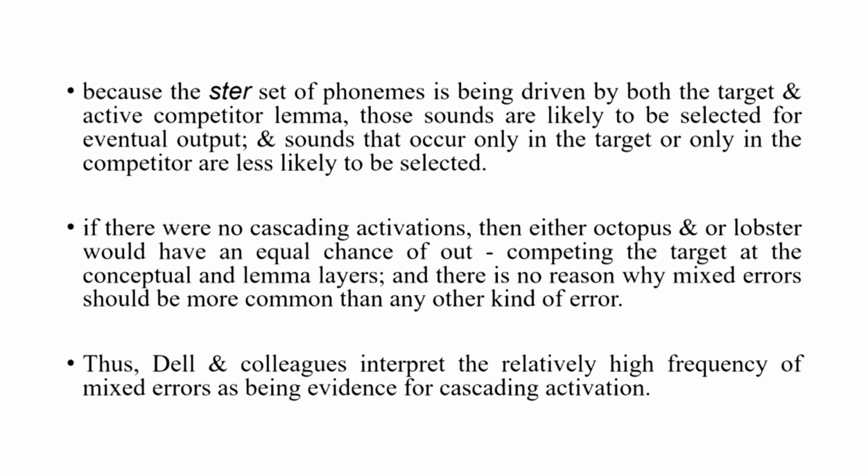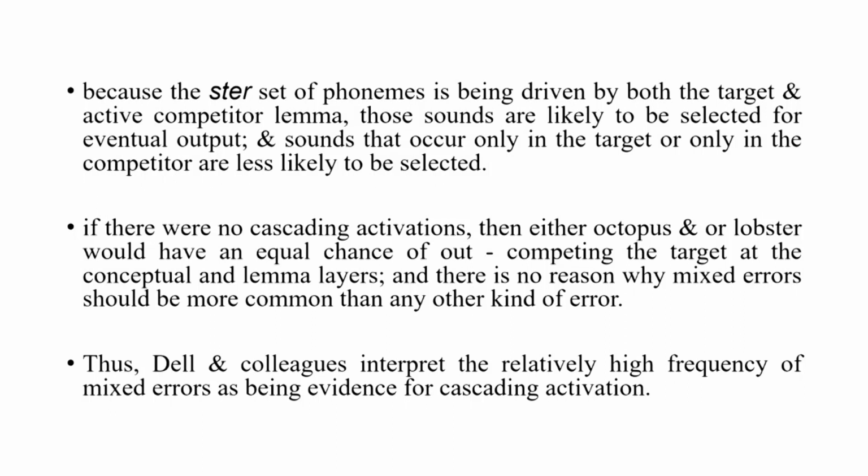Now, given the fact that the "ster" set of phonemes is common to both oyster and lobster, this set of phonemes is going to receive activation both from the target and the active competitor lemma, which is lobster. These sounds therefore have a high likelihood of being selected for eventual output, and sounds that occur only in the target lemma or only in the competitor lemma are slightly less likely. So, the first selection that the sound system would make amongst the three candidates is the "ster". The next one would be, what did I want to speak? I wanted to speak oyster. Octopus has a slightly lesser probability of getting selected.